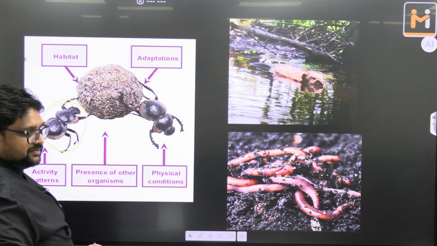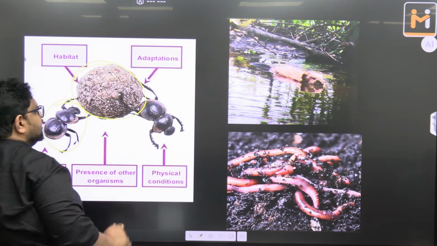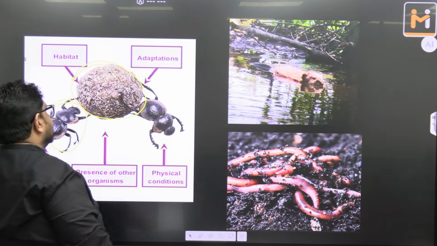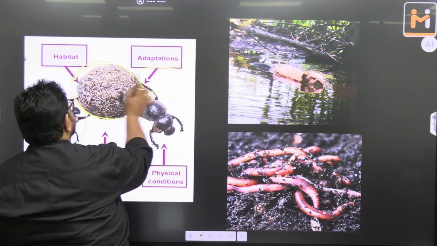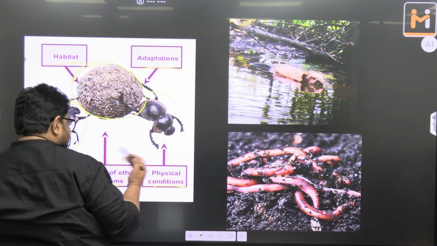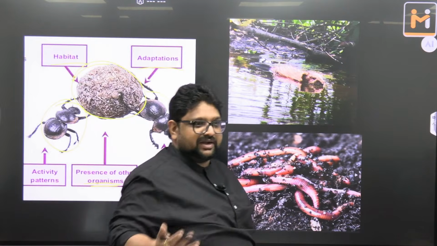Cow dung beetle. So what is its niche? To make sure that the cow dung is taken out, eaten and converted. So how has it adapted to this? Its adaptations, habitat, physical conditions. What is the presence of other organisms? It may be its friend, its enemy, its competitor.